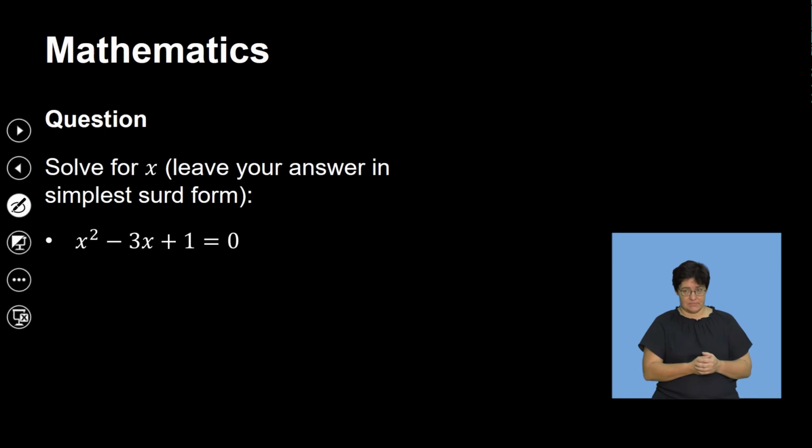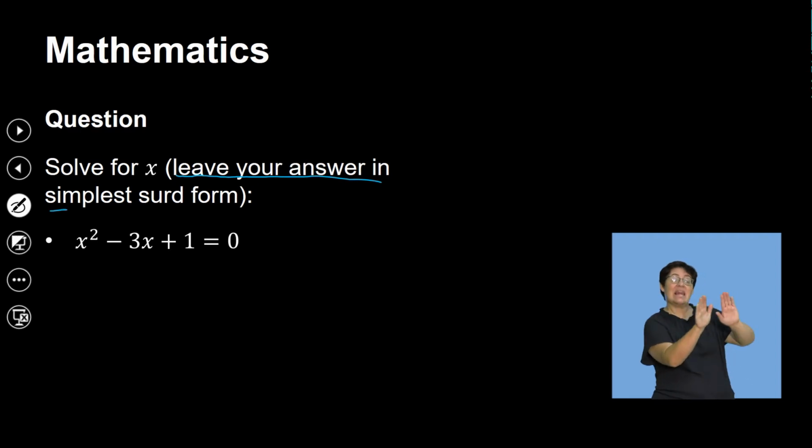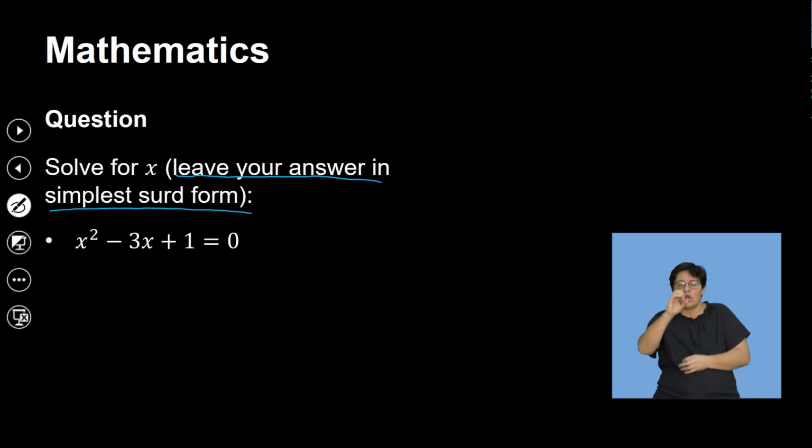Now, this one, as soon as you see the words leave your answer in simplest surd form, they are simply saying use the quadratic equation. You can even use completing the square, but if they don't specifically say by completing the square, it means that you just need to use a quadratic equation.